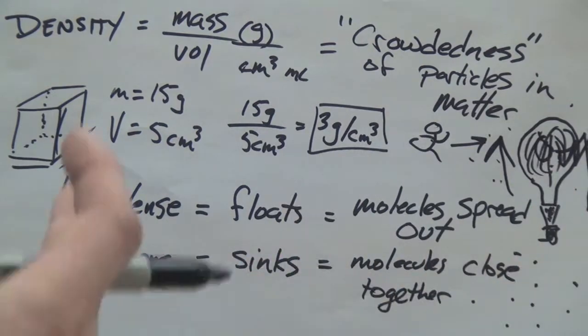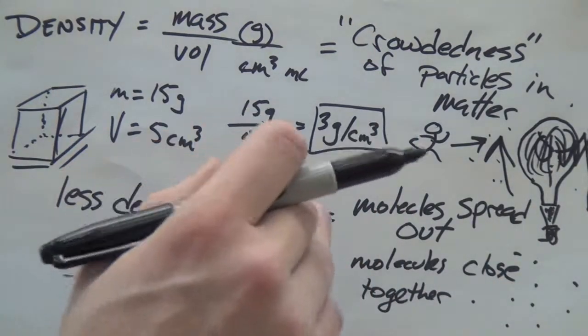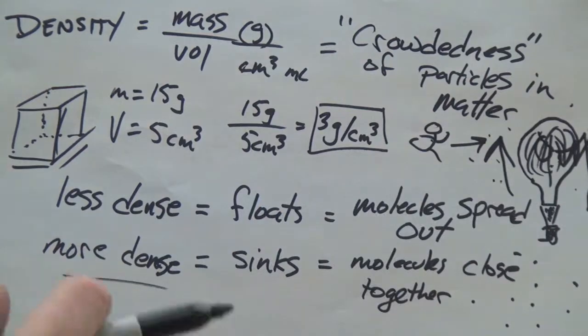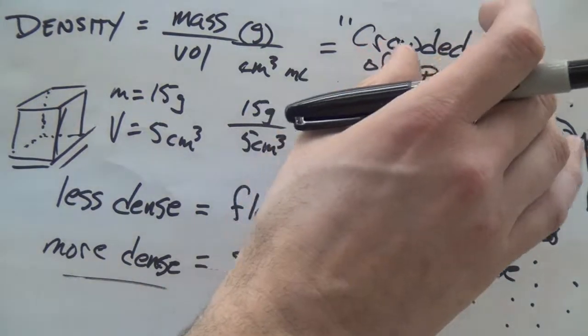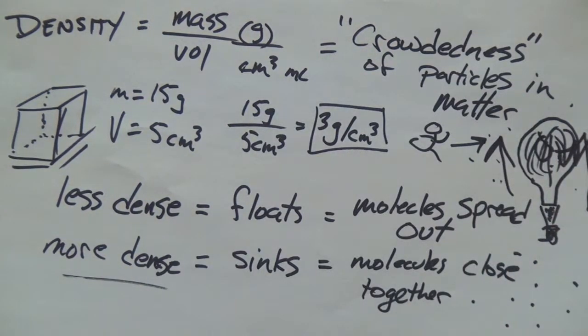So anyways, I hope this helped. Less dense equals float equals molecules spread out. More dense equals sinks equals molecules close together. The official scientific definition of density, and in different terms, the crowdedness of particles in matter. Give it a shot.